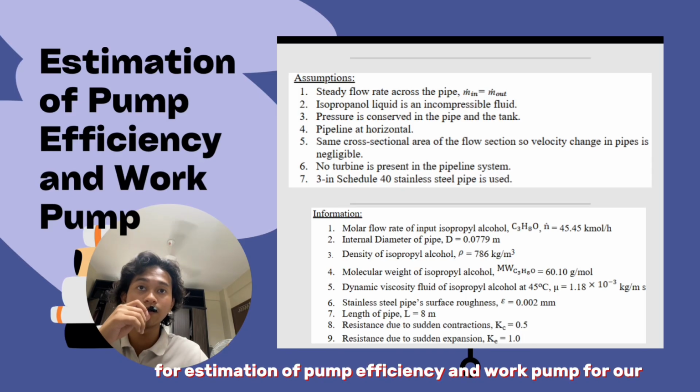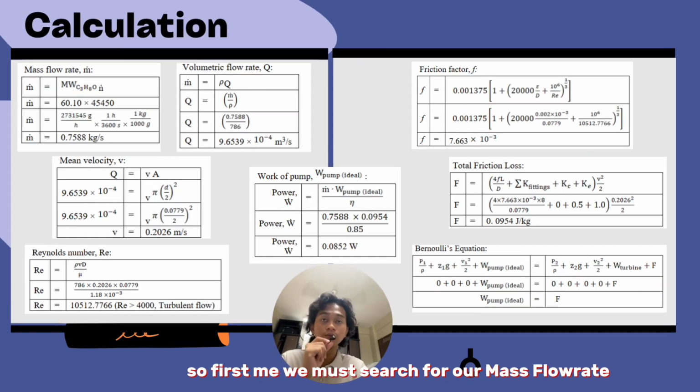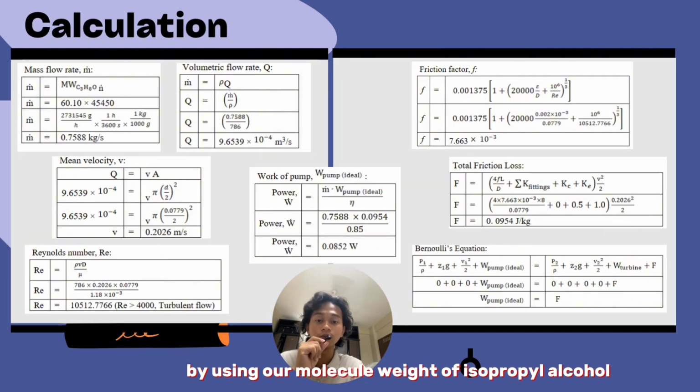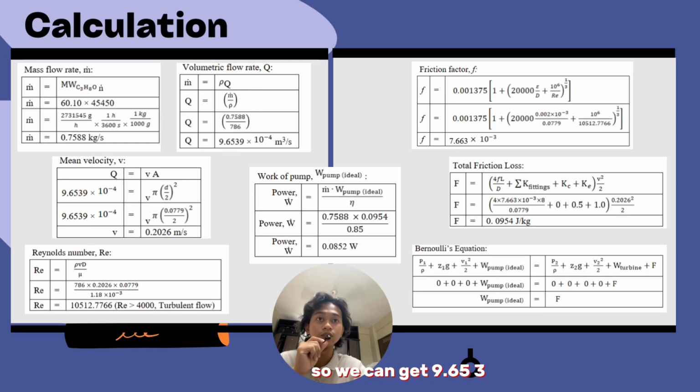Our estimation of pump efficiency and pump work. These are our assumptions and our information. First, we must find our mass flow rate by using the molecular weight of isopropyl alcohol, and we get 0.7588 kg per second. From that we can find Q, which is the volumetric flow rate. Volumetric flow rate is equal to mass flow rate over density. So we can get 9.6539 times 10 to the power of -4.